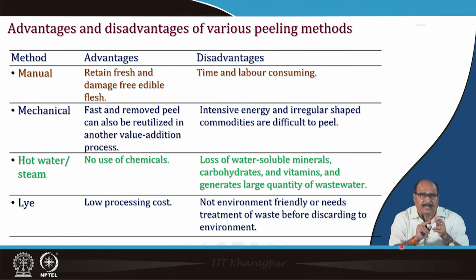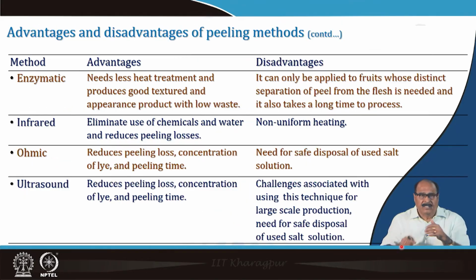Another important thing is that there may be some lye absorption. So, these lye treated vegetables or fruits may require some acid treatment to neutralize the lye. So, that is another problem with lye treatment. The enzymatic method needs less heat treatment and produces a good textured and good appearance product with low waste. It can only be applied to fruits where distinct separation of peel from the flesh is needed, and it also takes a long time to do the peeling operation.